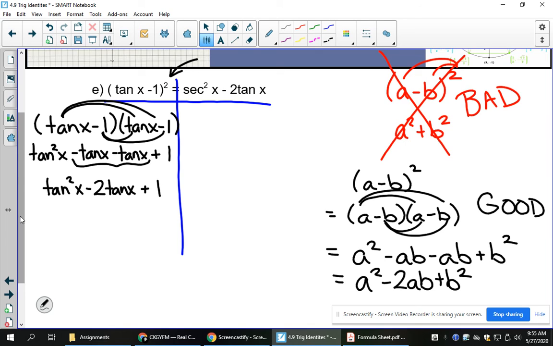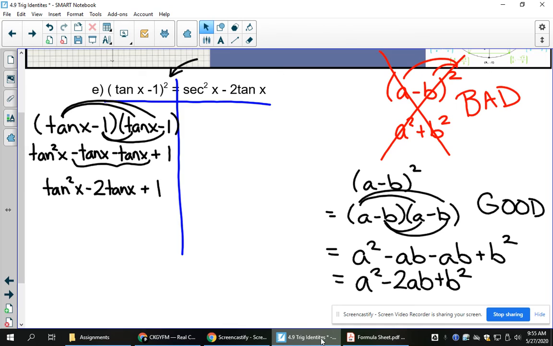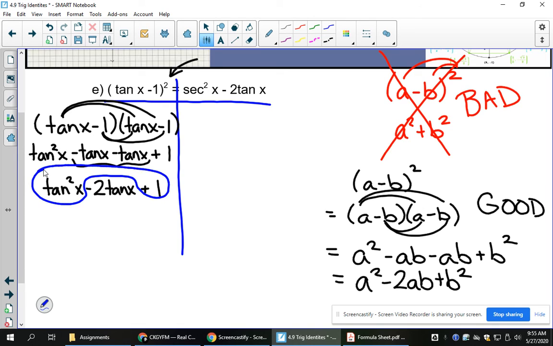And then let me point you in the direction of the formula sheet. This guy here. 1 plus tan squared is secant squared. Let's see if we can find 1 plus tan squared. That's not in the right order, but adding stuff, the order doesn't matter. Is that 1 plus tan squared? Yes. The blue part that I circled, I'm replacing with secant squared from the formula sheet, and I've got the -2 tan that I had to begin with. Believe it or not, that's exactly what we were going for.